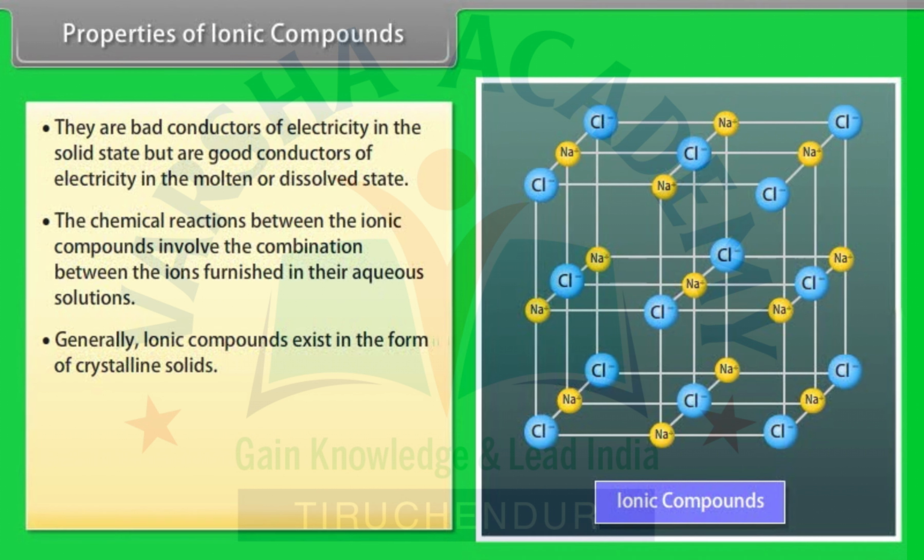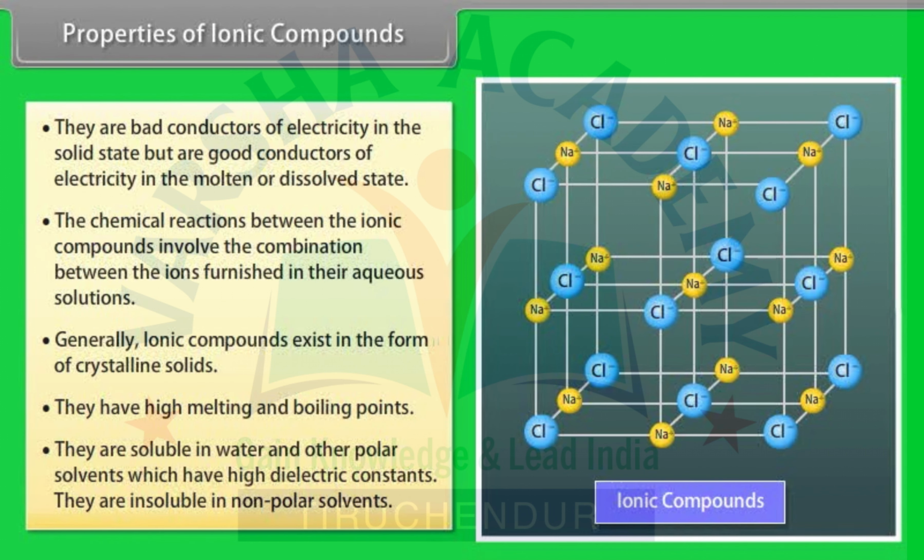Generally, ionic compounds exist in the form of crystalline solids. They have high melting and boiling points. It is due to the very strong electrostatic force of attraction between oppositely charged ions. They are soluble in water and other polar solvents which have high dielectric constants. They are insoluble in non-polar solvents.